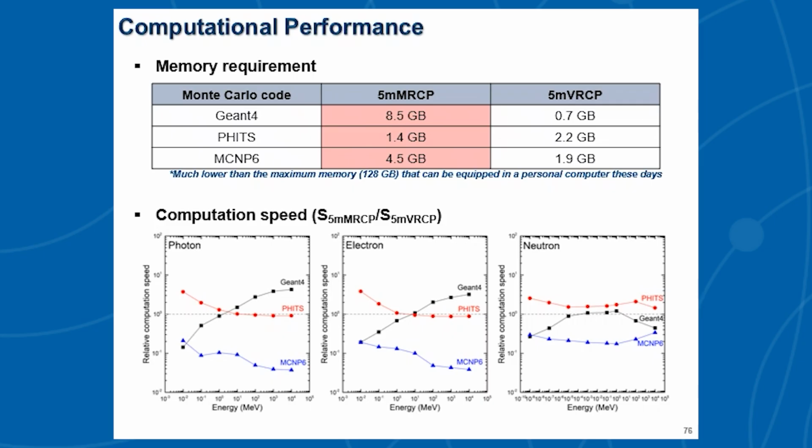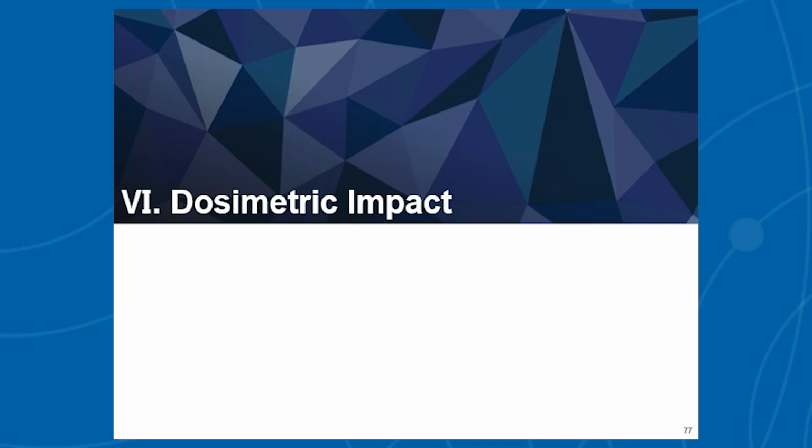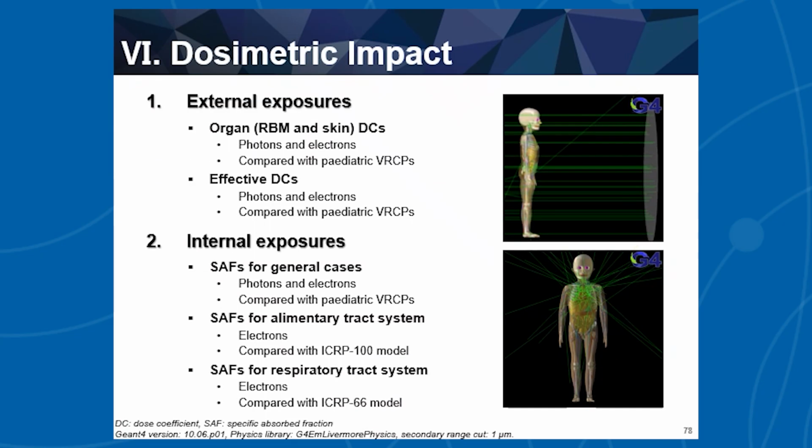Next, let's take a look at the dosimetric impact of the developed pediatric mesh phantoms. For this, we performed Monte Carlo simulations using the GEANT4 code, and we calculated organ and effective dose coefficients for external exposures and compared them with the results from the voxel phantoms. We also calculated specific absorbed fractions, SAFs, for internal exposures, and then compared them with the results from the voxel phantoms as well as the stylized models in cases where the voxel phantoms cannot be used. Let's take a look at the external exposures.